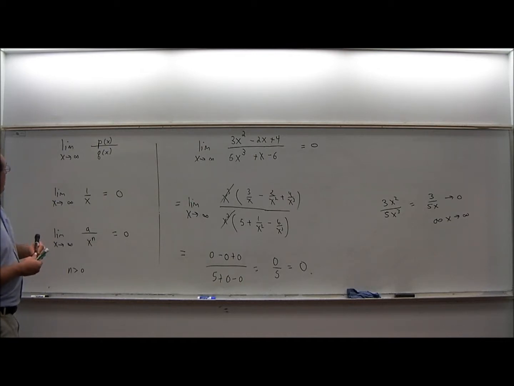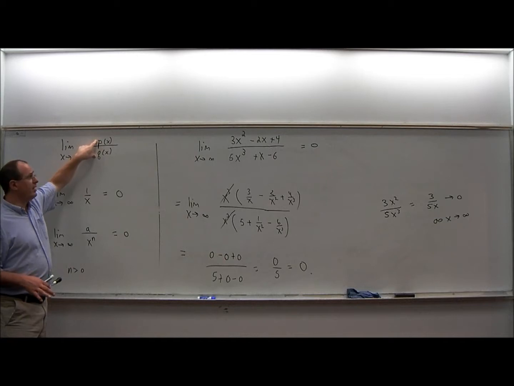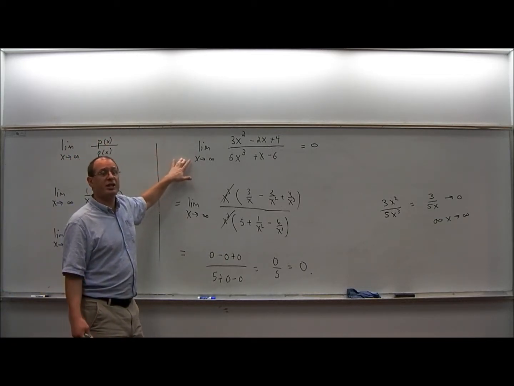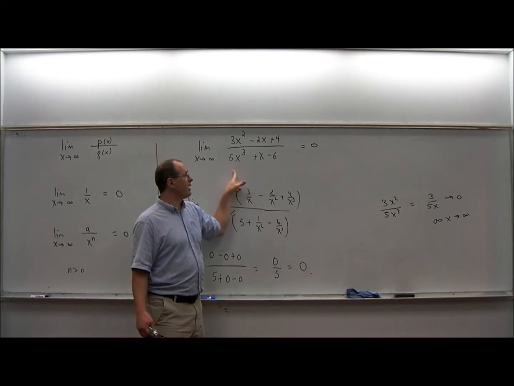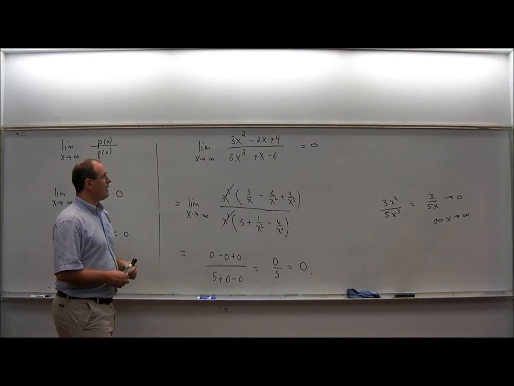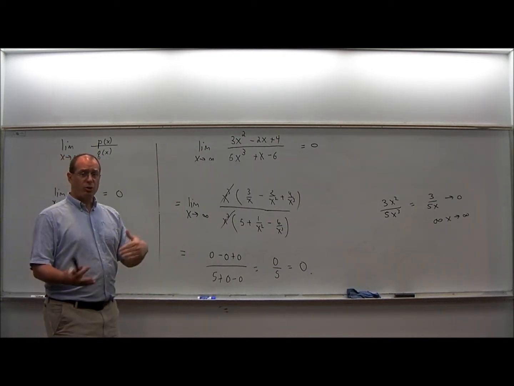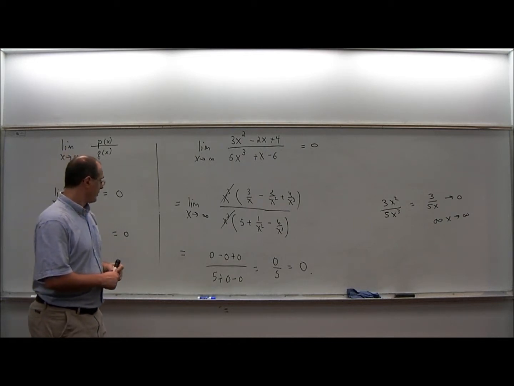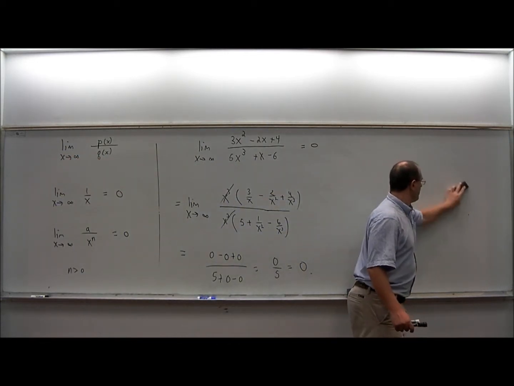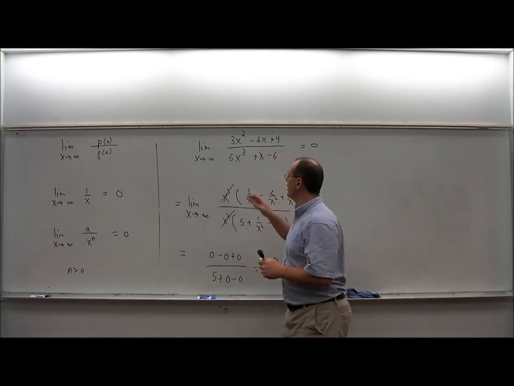Okay, so if P and Q have the same power, then the limit at infinity is going to be the ratio of the lead coefficients. If the power on the bottom is bigger, then the limit at infinity will be 0. And if the power on the top is bigger, the limit at infinity will either be plus infinity or minus infinity.